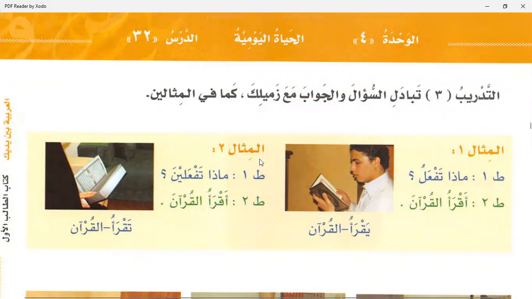In case of female, we say al-misal usani, at-talibatul ula, first female student: maza tafalina, what are you doing? So to male, tafalu, takrau, tusalli, taktubu. But to female we say taf'alina, takra'ina, taktubina, tusallina. Like this, we add ya noon. At-talibatu saniya, second female student: akra'ul Qur'ana, I am reading the Holy Quran.